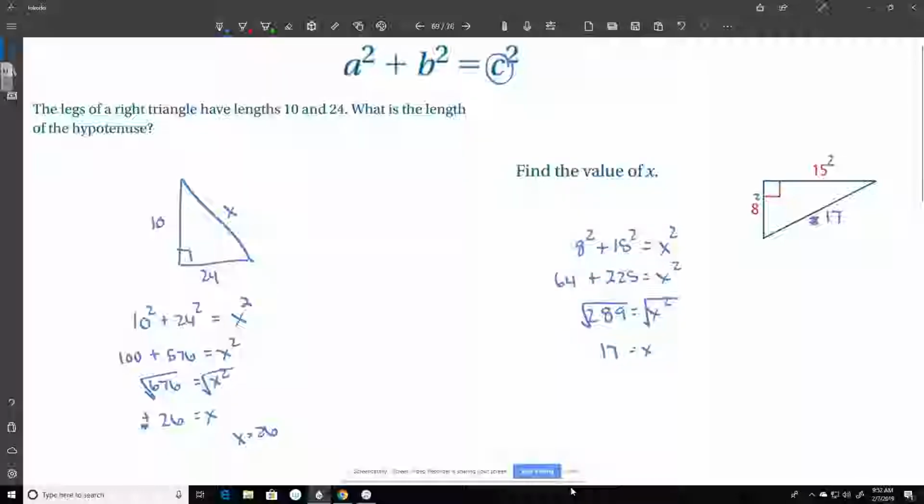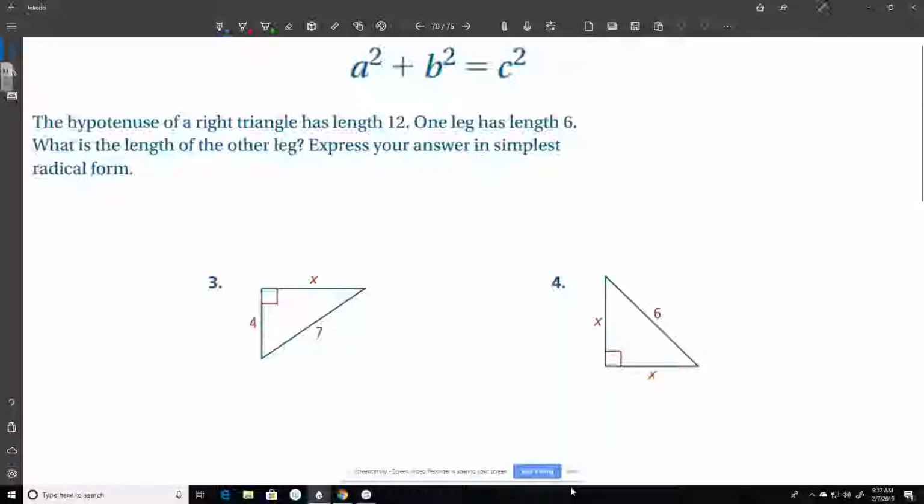So that's how we find the hypotenuse. Now, it doesn't always ask us to find the hypotenuse. In these examples, it tells us that the hypotenuse of a right triangle has length 12. So let's draw this picture. If I have a triangle here, and my hypotenuse is 12, one of the legs is 6. What is the length of the other?